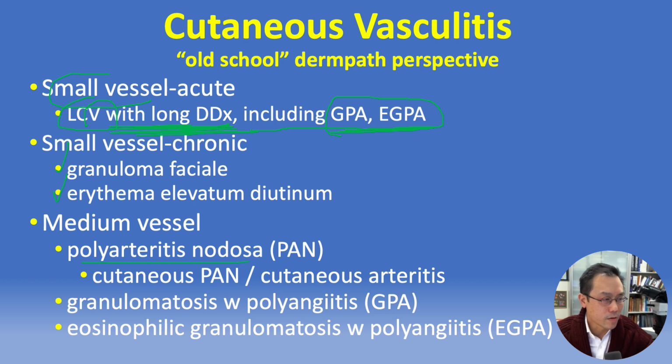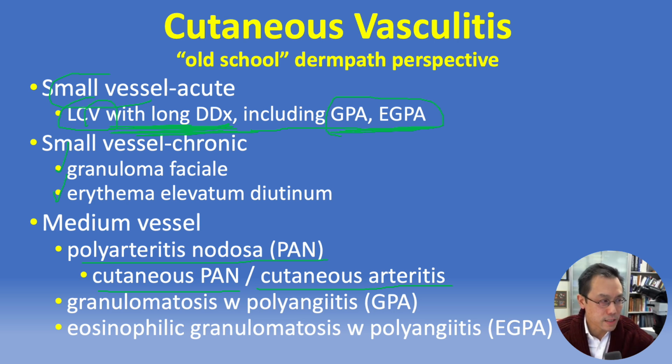But polyarteritis nodosa, specifically the skin-limited variant that we have referred to as cutaneous PAN, and now in the revised Chapel Hill nomenclature is cutaneous arteritis, is truly a medium vessel vasculitis, typically involving small arteries. And then again, we have our GPA and EGPA, sometimes characteristically, but not always involving medium vessels. So this short list has pretty much gotten me through.